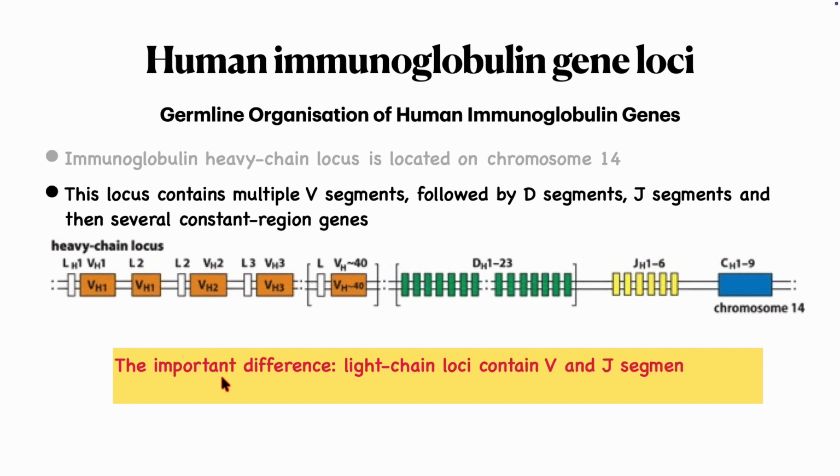So again, please note the important difference. The light chain loci contain V and J segments, whereas the heavy chain locus contains V, D, and J segments. The presence of many different copies of these gene segments provides B cells with many possible combinations.